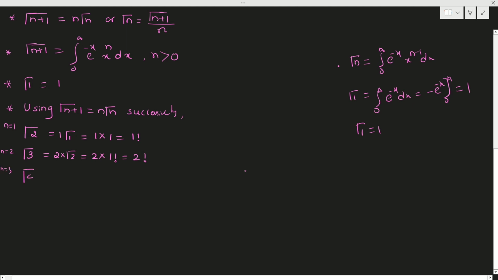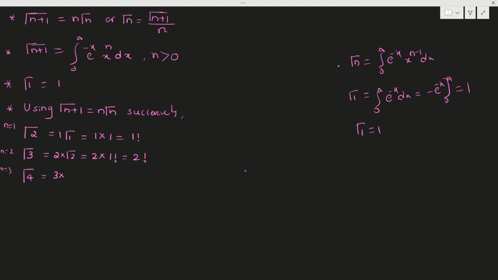Same, put n equal to 3 in the LHS. You will get gamma 4. Then 3 into gamma of 3. So from the previous step we have got gamma 3 as 2 factorial. 3 into 2 factorial is nothing but what? It is 3 factorial. Okay.